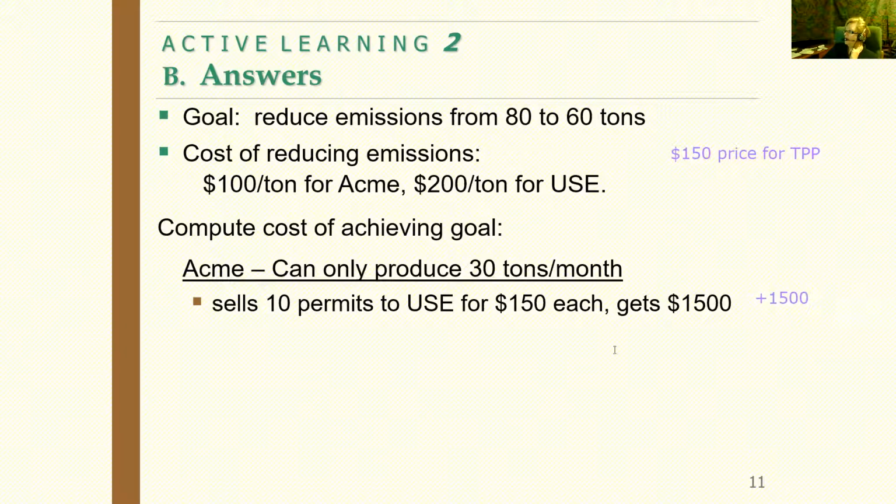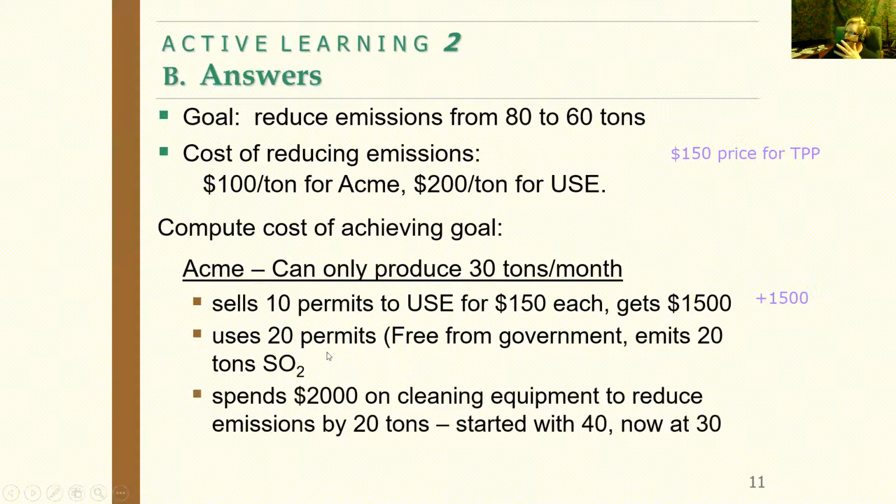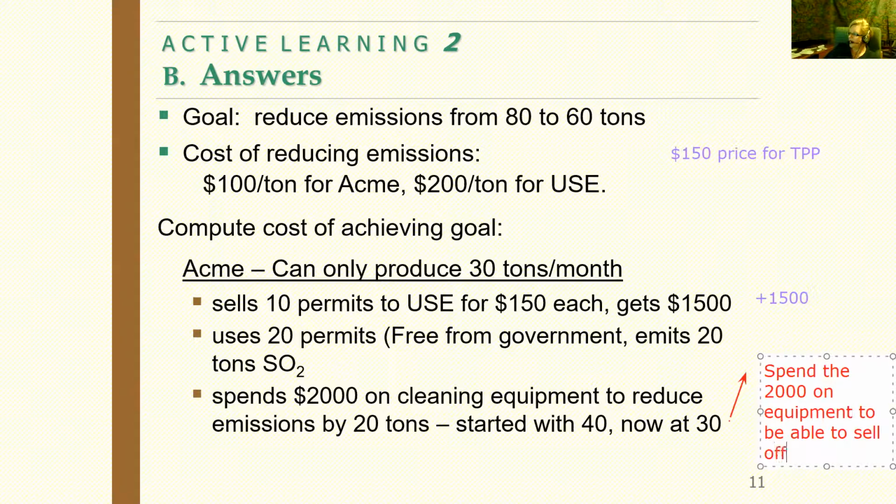Now, they're going to go ahead and use the 20 permits that they were given by the government, and they're going to emit 20 tons of sulfur dioxide per month. They're going to spend $2,000 on cleaning equipment to reduce their emissions. When they do, remember they started with 40, now they're at 30, and from that 30, they're going to sell off 10. So they are going to spend the $2,000 on equipment to be able to sell off the 10 permits.